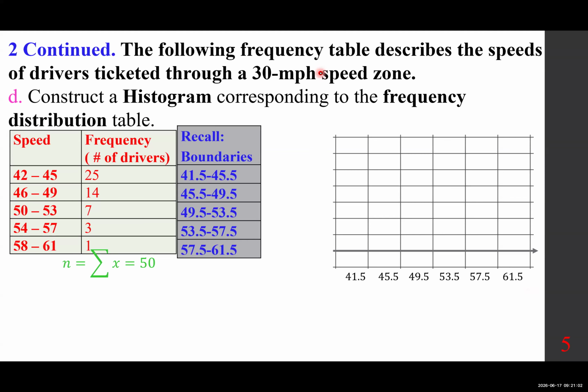Okay. So, for example, the first one, from 41.5 to 45.5, you put number 25 here. That would be the box. And the next one, from 45.5 to 49.5, has a height of 14, and so on and so forth.